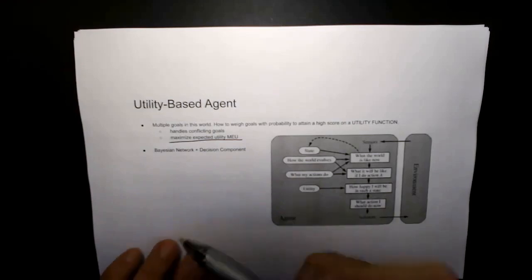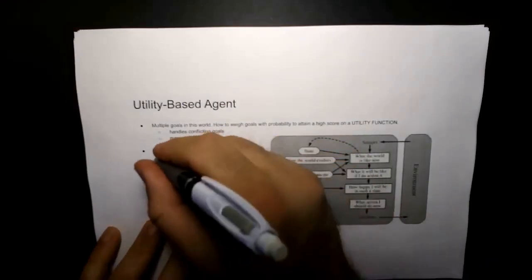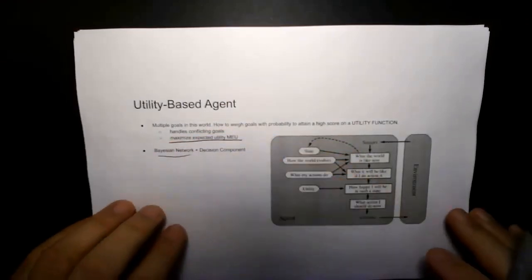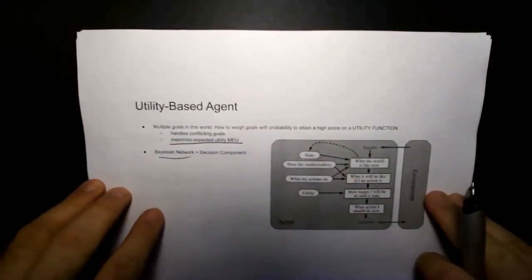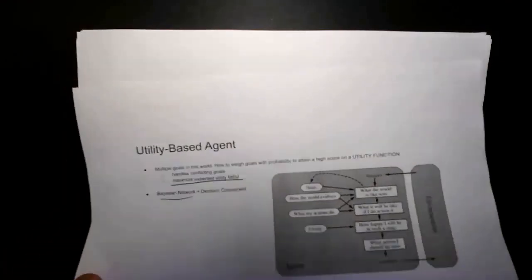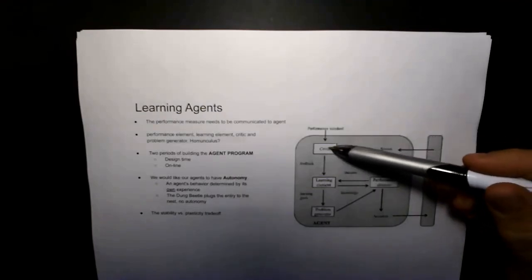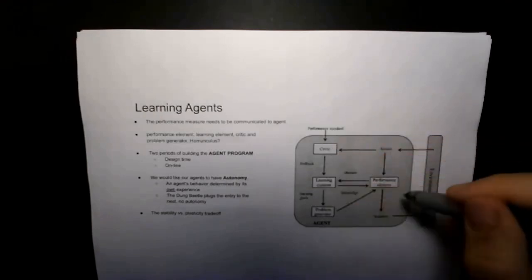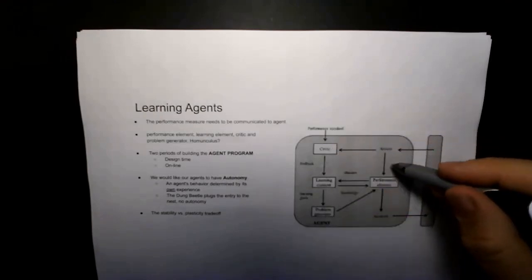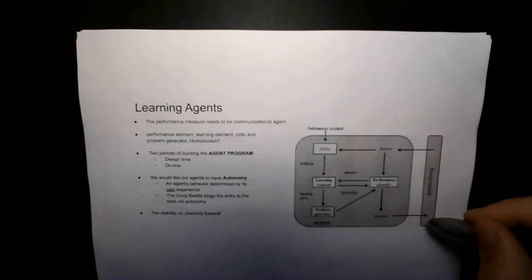So a lot of times what you'll do is you'll move something to something that's propositional, like a Bayesian network plus a decision component. Okay, so these are all kind of in the classic AI world. And then finally we get to learning agents. These are a little bit more abstract, but the idea is that we have the performance standard coming in. We have a critique, which will look at us and see how we're doing. But we have the sensors, the performance element, and the actuators.